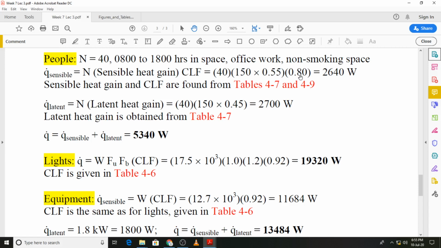Once we have got the sensible heat gain, we move on to the latent heat gain. Again, we need the value of the latent heat gain per person. We multiply it by the total number of occupants and then get the latent heat gain, and the total heat gain will be the sum of the sensible and latent heat gains. You can see that again we need to refer to two tables, tables 4-7 and 4-9. One will give us the value of the sensible and latent heat gains, both are obtained from table 4-7, and the cooling load factor will be obtained from table 4-9. How do we find these values, that is what we need to look at next, and I will go to those tables.